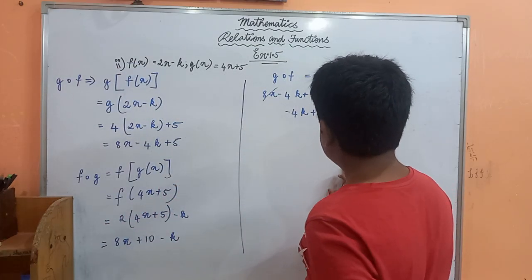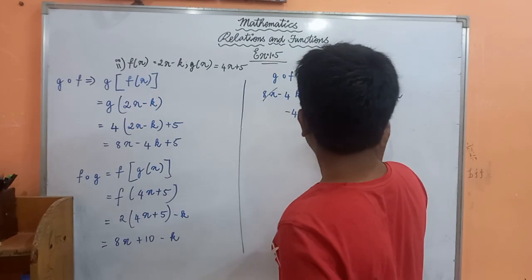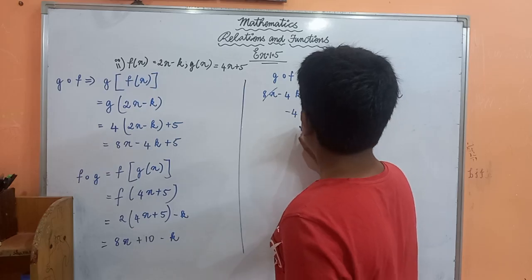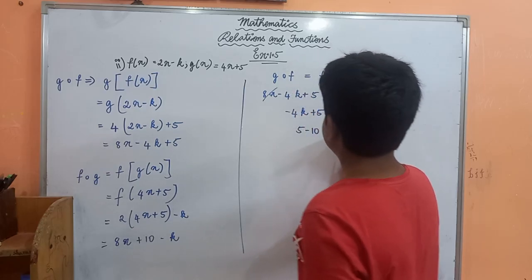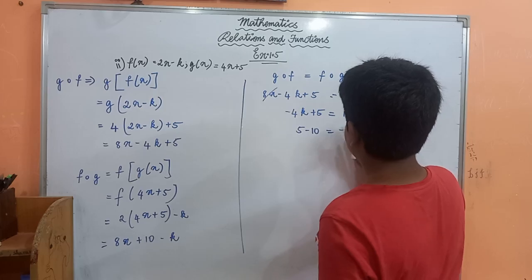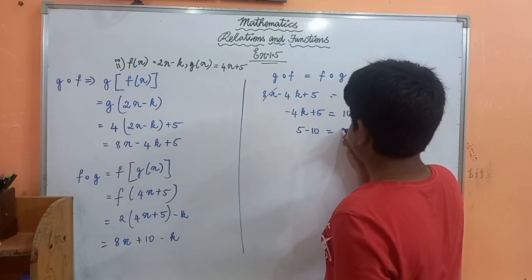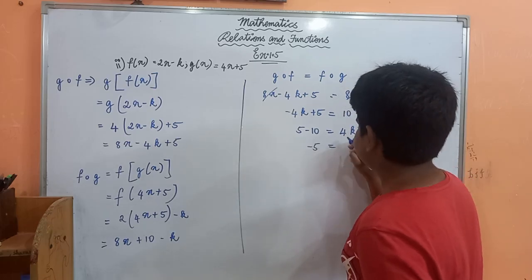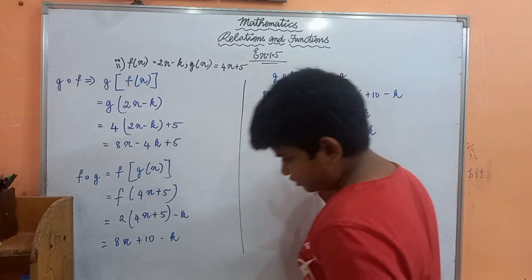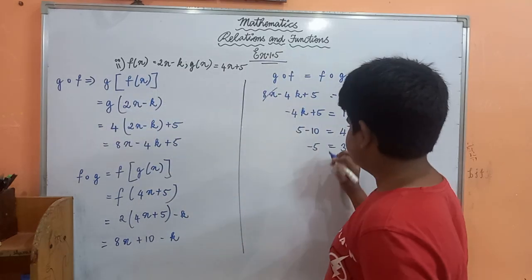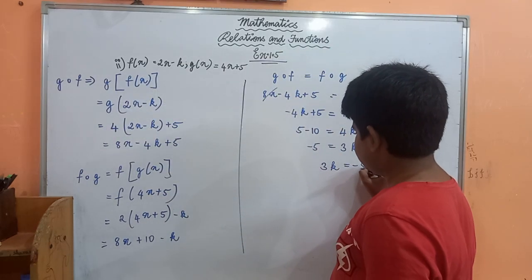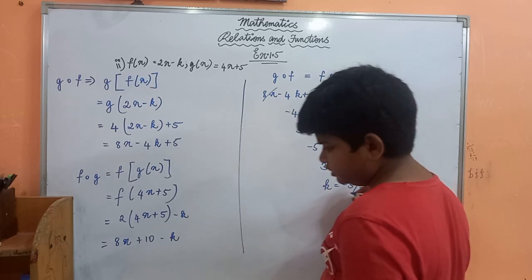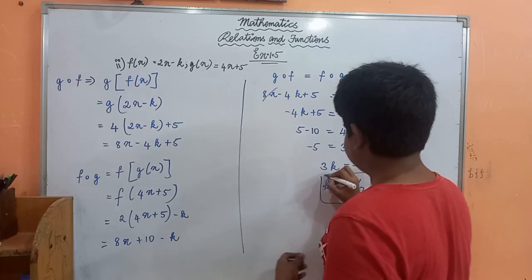But first, we have to. So this as minus, we have to come over here. So it will be 5 minus 10 is equal to 4k minus k, so minus 5 is equal to 3k. 3k, right? It's 3k. So if we take the reciprocal over there, it will become k is equal to minus 5 by 3. Yes, this is the answer.